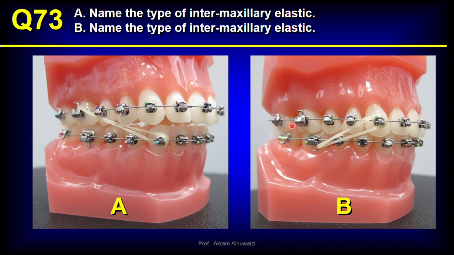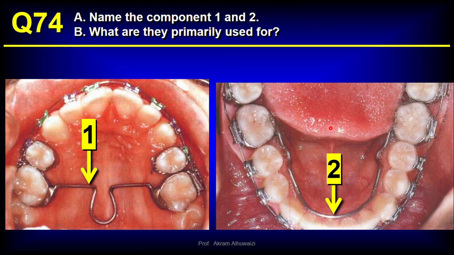Name the type of intermaxillary elastic. In A, it's a class 3 elastic, which pushes the mandible backward and the maxilla forward, and B is a class 2 elastic, which pushes the mandible forward and the maxilla backwards. Name the components 1 and 2. 1 is a transpalatal bar or transpalatal arch, and 2 is a lingual bar.